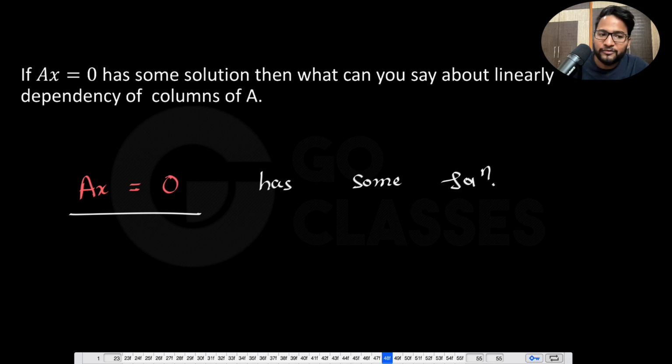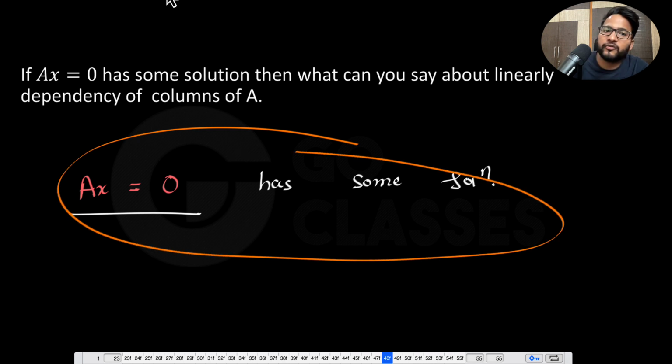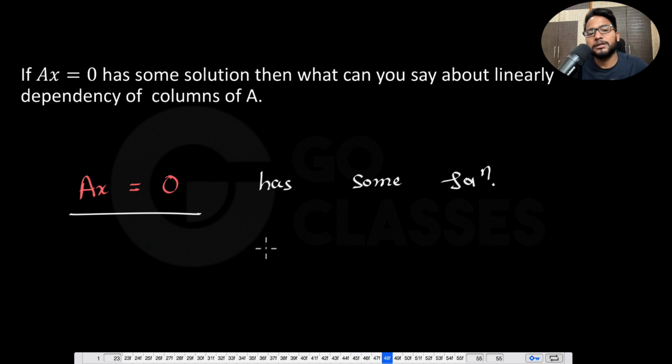First tell me, from this line, what do you infer? That Ax equal to 0 has some solution. What do you infer from this line? Can you say that the columns of A are linearly dependent or independent or something like this? See, what is this Ax? Ax is just a linear combination of the columns, right?